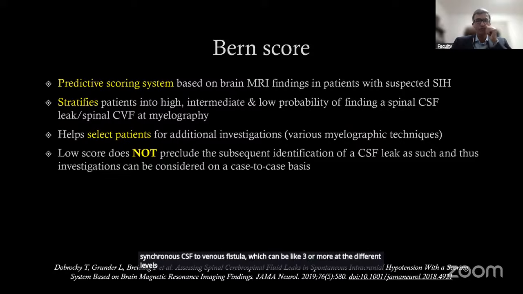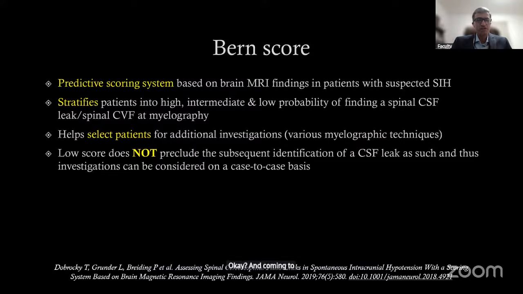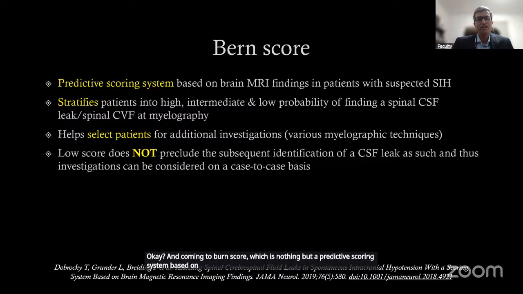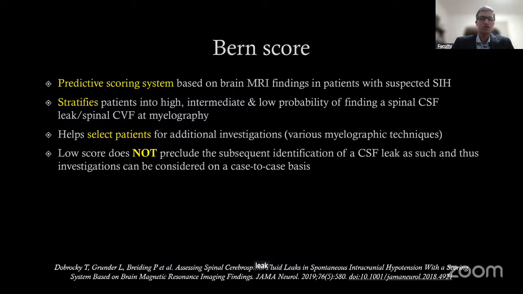Okay. And coming to the Bern score, which is a predictive scoring system based on MR imaging findings. Basically, it stratifies the patients as high, intermediate, and low probability of identifying CSF leak on problem-solving myelographic images.